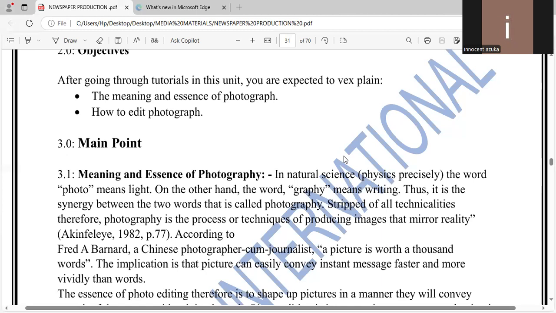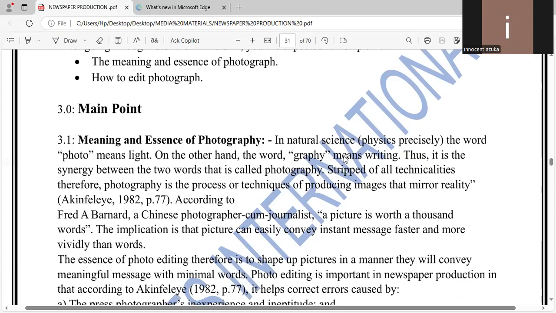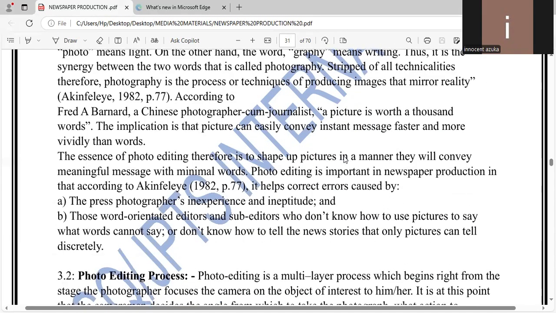Strip all the technical lessons away: photography is the process or technique of producing images that mirror reality. According to Fred, he says that a picture is worth 1,000 words. So we have to know the value of photograph as it goes on.